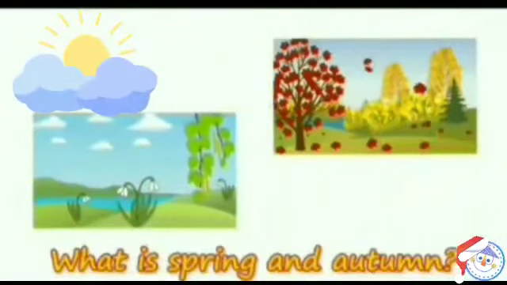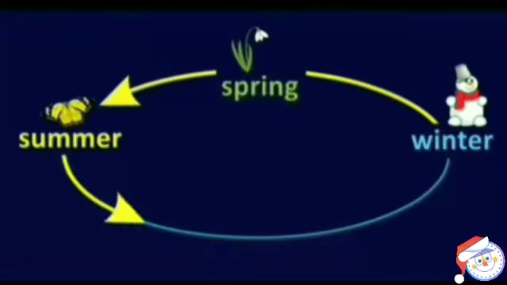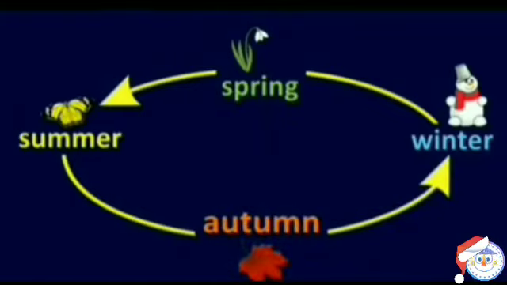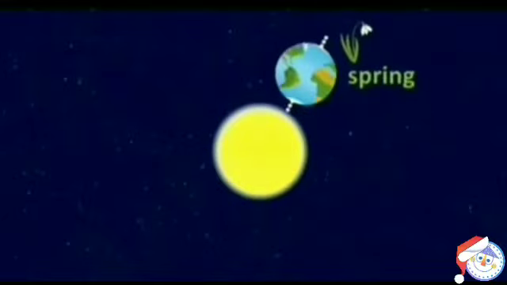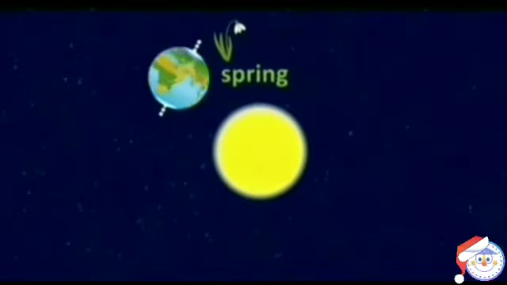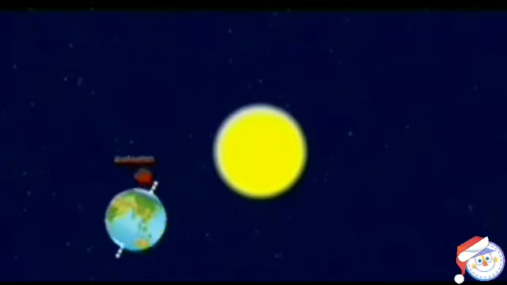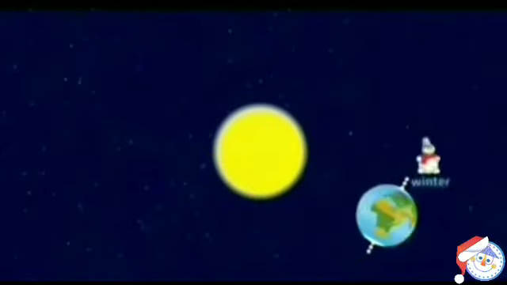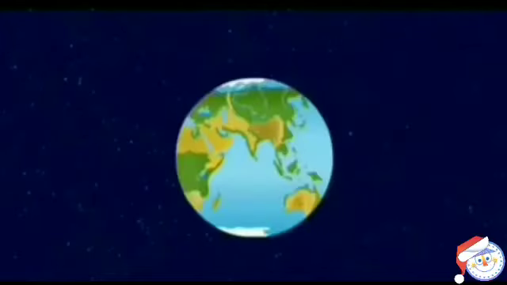So, what are autumn and spring season? Spring is a transition from winters to summers, and autumn is a transition from summers to winters. Now if it is winter in northern hemisphere, then comes spring, then summer, and summer is followed by autumn. And after autumn comes winter and everything starts all over again.